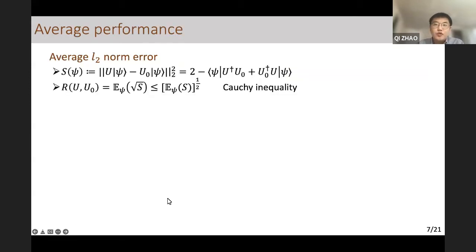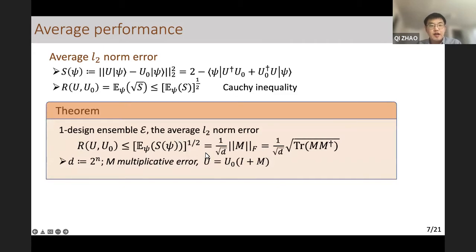At first, we want to know that the mean value is the summation of the square root of something. It's an L2 norm. And we can't directly estimate this one. So we have to use the Cauchy inequality as the first step. Then its upper bound is the square root of the summation of something. And this upper bound is related to the Frobenius norm of the multiplicative error. The multiplicative error here can be defined as follows. The approximate evolution U equals the ideal evolution U0 times the identity plus M. This M is the multiplicative error.